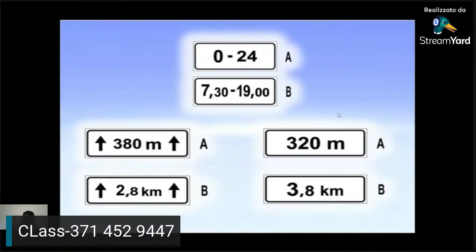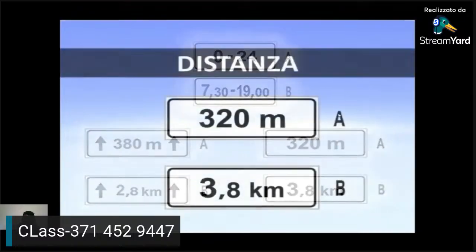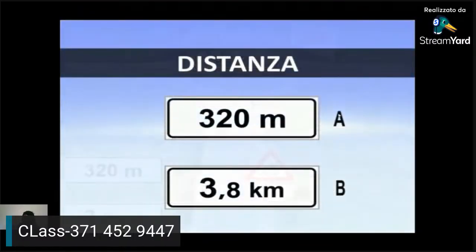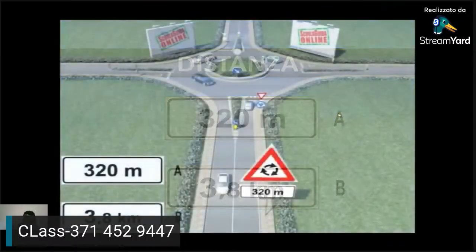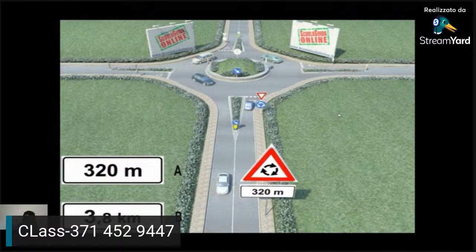On the right side, we have another A and B, meaning the distance remaining before we get to the actual danger or prohibition position on the road. As we go through all of them, we will understand everything. The first one, the A and the B, represent a distance. A distance for what? A distance to get to either a danger or a prohibition. This one, 320 meters, represents a distance before you get to the roundabout. That is the meaning of this sign.